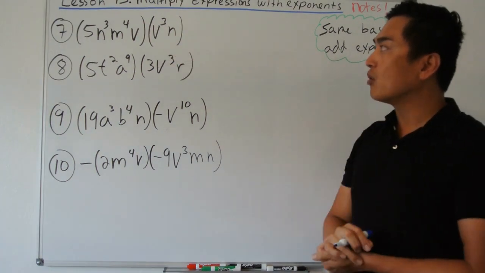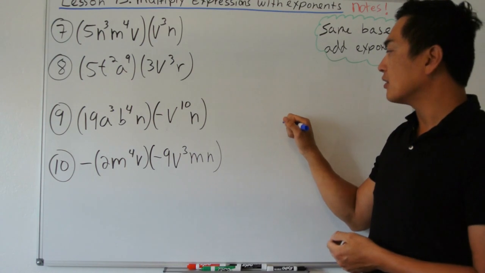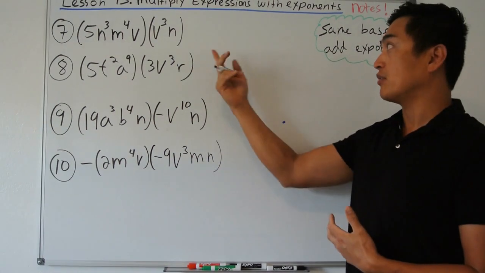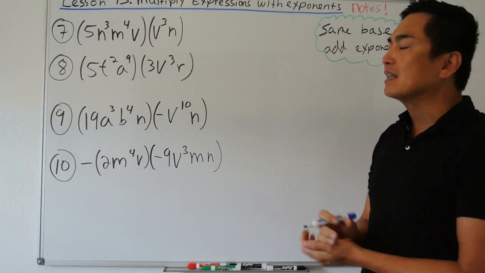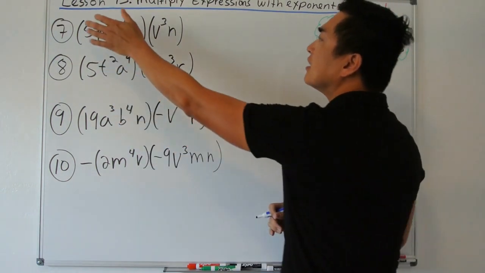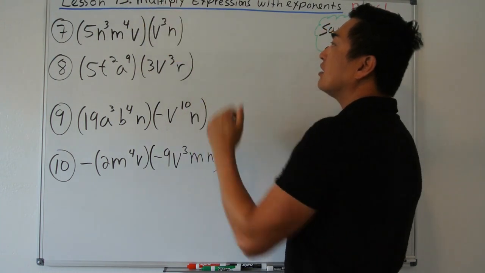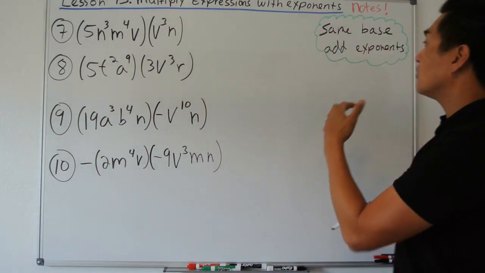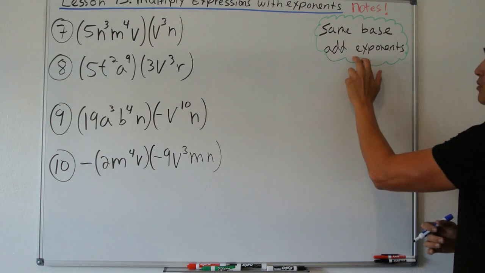Now, you see there's no multiplication sign, like a little dot. Oftentimes they use parentheses. It's just visually easier to see. People don't like seeing a dot. So it means the same thing. So this set is multiplying by this set here. So we can do the same thing. Our main focus is to find the same base and add the exponent.